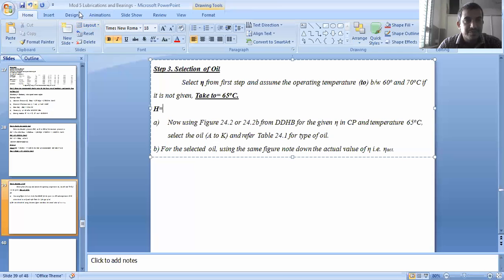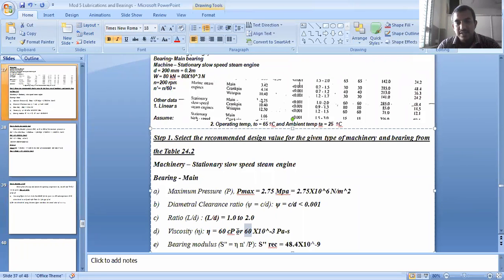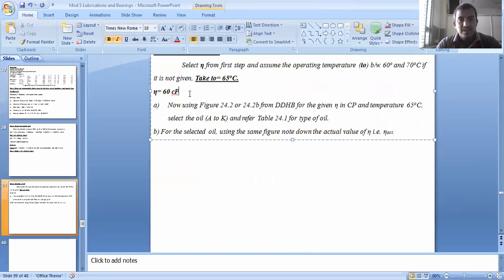Eta is equal to, take in terms of poise. How much is it? 60 centipoise. Am I right? Yes, sir. In the first step, eta is equal to 60 centipoise, or 60 into 10 to the power of -3 pascal second. But in the figure it is given in centipoise. Right? So take eta is equal to 60 centipoise, and the operating temperature is 65 degrees centigrade.